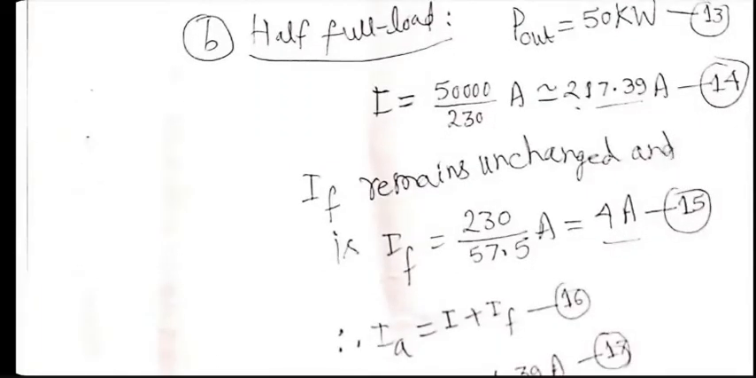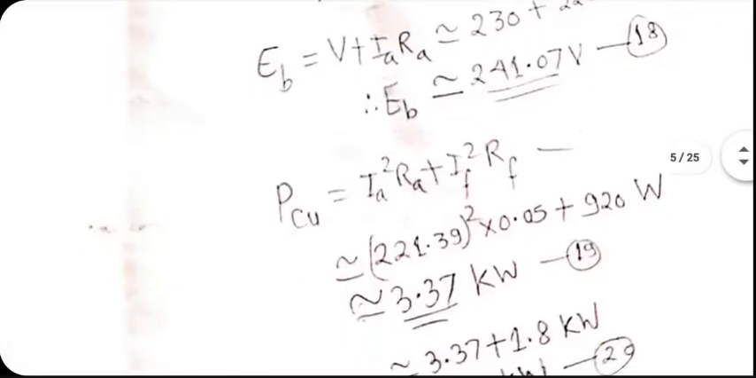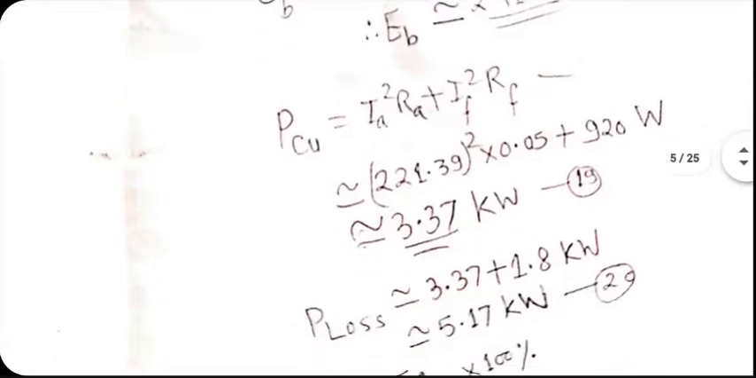Okay. So total armature current now will be 217.39 plus 4 amperes, so 221.39 amperes. Now you repeat the same method. First you calculate EB, and I'm ignoring brush drop again. So EB turns out to be 241.07 volt. Then you calculate the copper loss, IA square RA plus IF square RF. Actually, IF square RF will not change. It is the same as in part A, but IA square RA will change. Total copper loss turns out to be 3.37 kilowatt approximately.